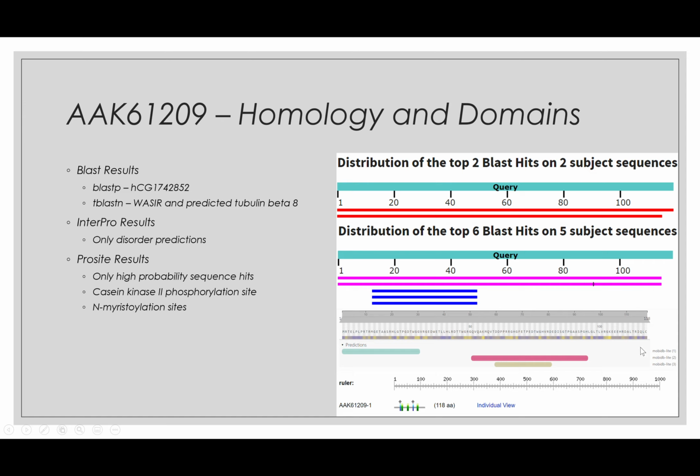The InterPro results only gave disorder predictions, which is not very useful, and Prosite did give some results, but they were all high probability sequence hits, and they were all phosphorylation or N-myristylation sites, so hard to really identify function from there.